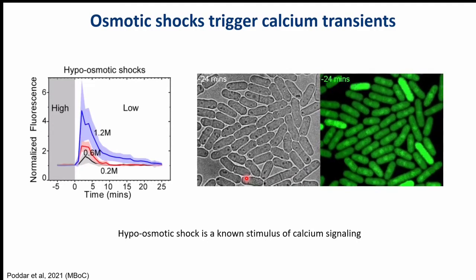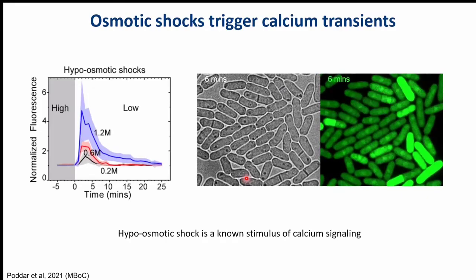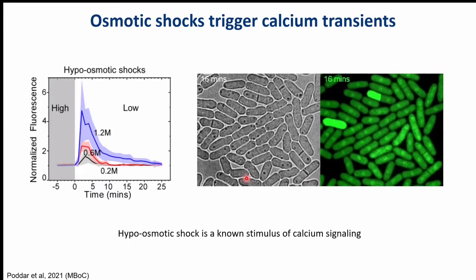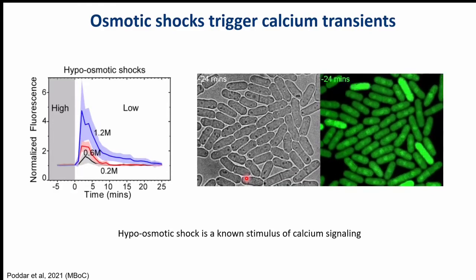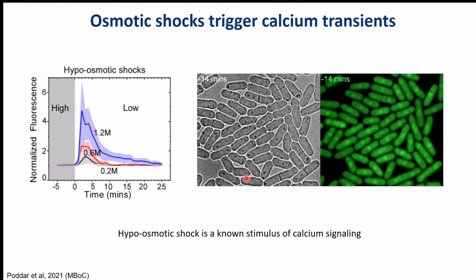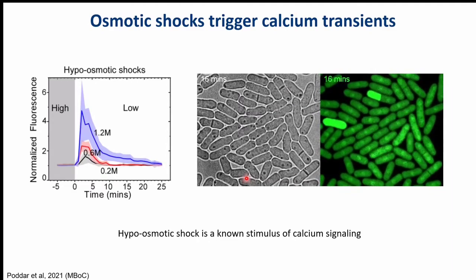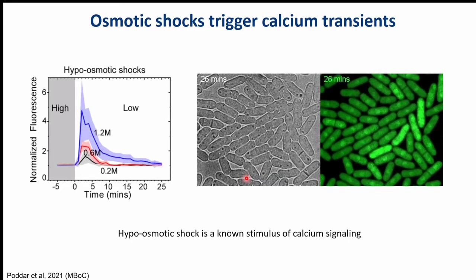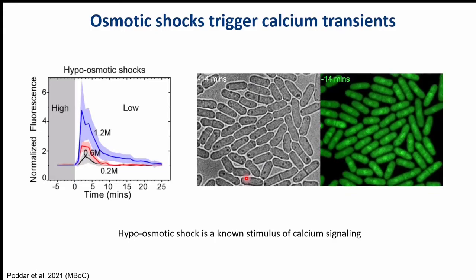I'll play the video once more. And as you can see, as cells reach hypoosmotic shock, there is an increase in calcium spikes within the population of cells. This generalized nature of the calcium spike has been observed in all the population of cells, and there is no single cell heterogeneity. This observation was found to be dose dependent, and we can monitor it using single cell quantitative microscopy.